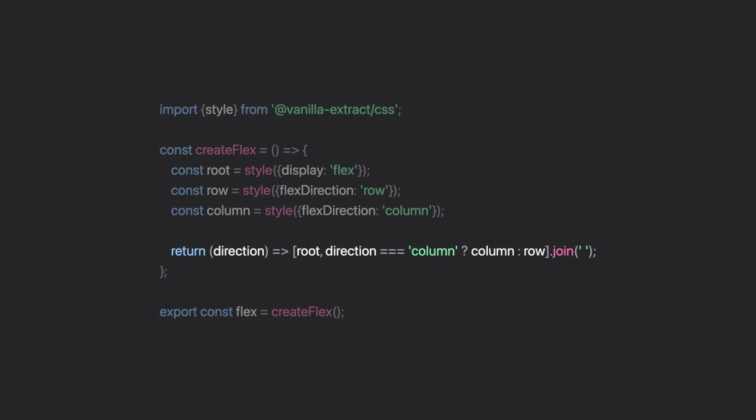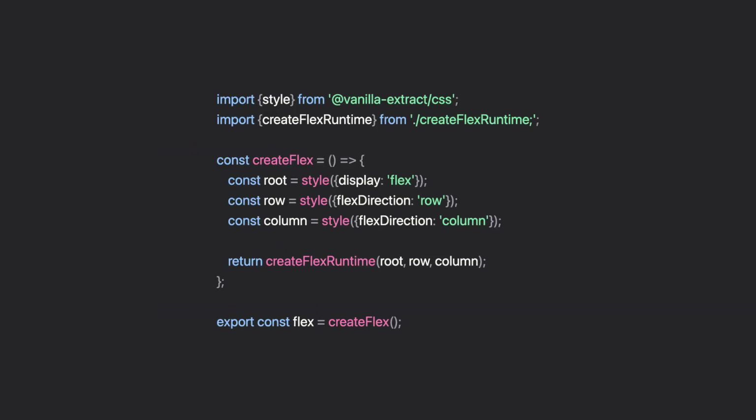Let's pull our runtime logic into a separate file. We'll call this create flex runtime. Now we have the exact same result as before, but we've completely separated our compile time logic from our runtime logic.